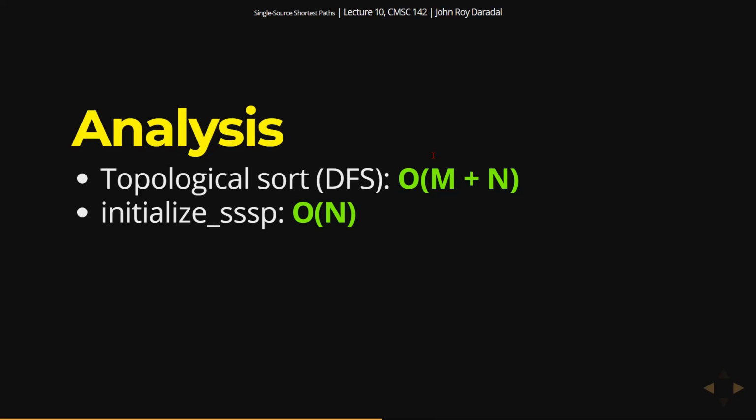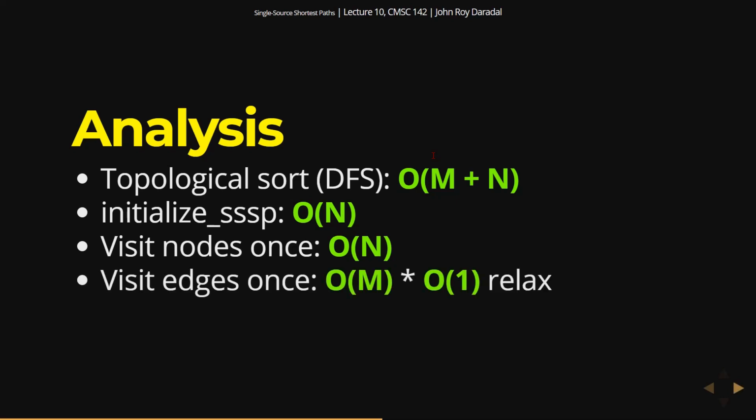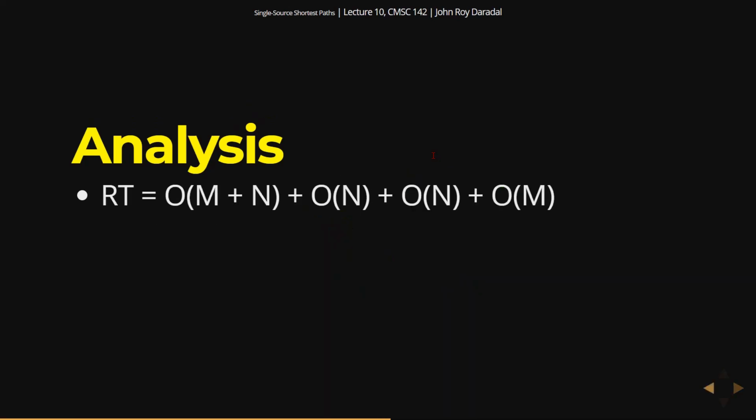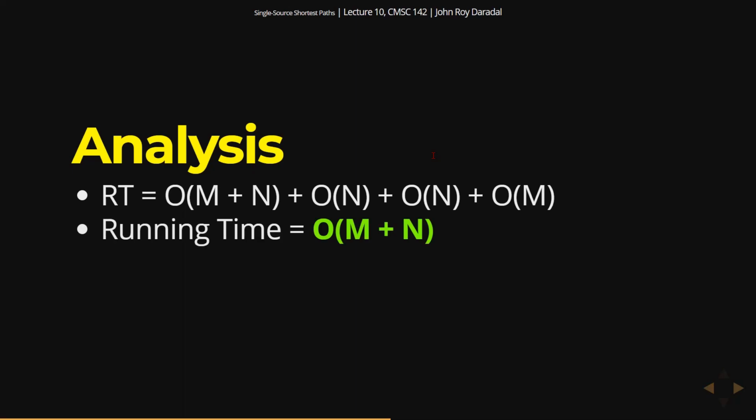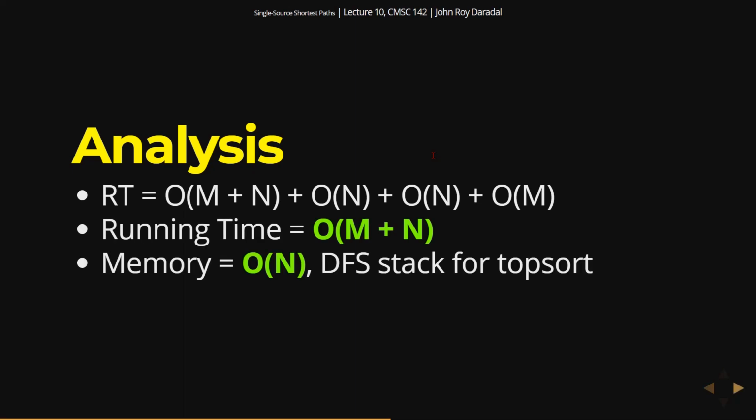Initialize SSSP is O of n, you're initializing for all vertices. You visit the nodes once, it's O of n. Visit edges once, it's O of m. And then relax is just constant time because you're just comparing and updating. Okay, so the total running time is still O of m plus n. Then for the memory, you're taking O of n memory because you're using a stack for the DFS for the topological sorting. Okay, so it's pretty straightforward.